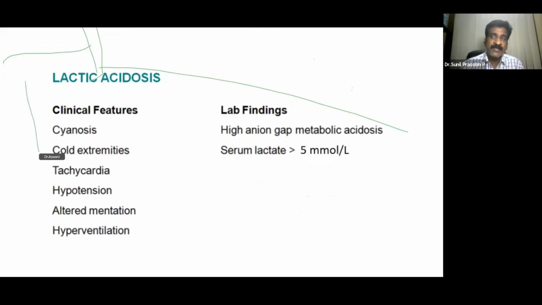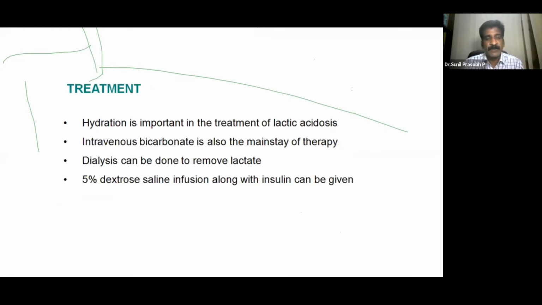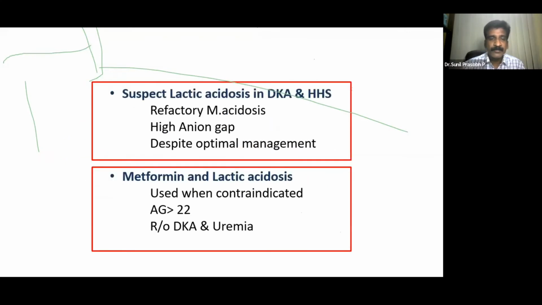So these are the clinical features that we see in patients with lactic acidosis: cyanosis, cold extremities, tachycardia, hypotension, altered mentation, and hyperventilation. The lab findings are very important. So when you do an ABG, there will be a high anion gap metabolic acidosis with a serum lactate of more than 5 millimoles. Now, when it comes to the treatment, hydration forms the most important part of treatment of lactic acidosis, with a judicious intravenous bicarbonate therapy. In severe cases, we may have to resort to even dialysis.